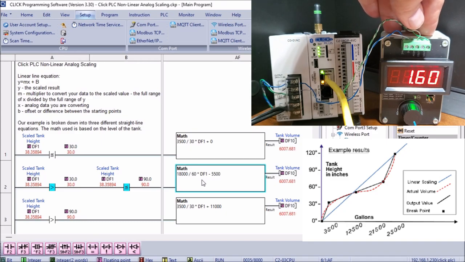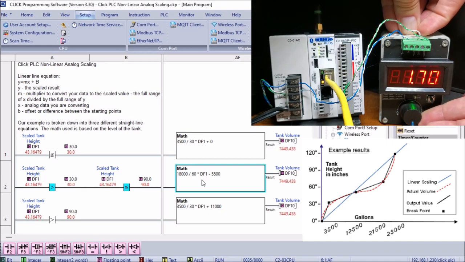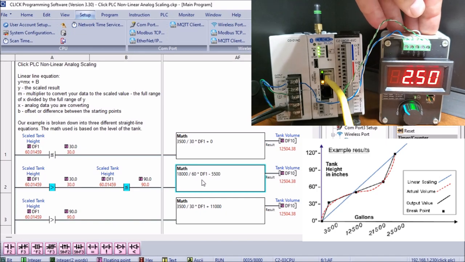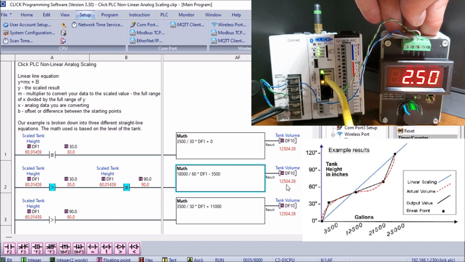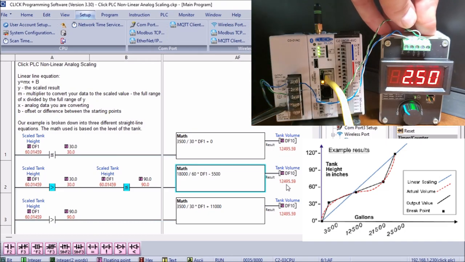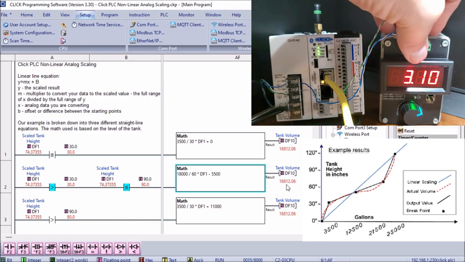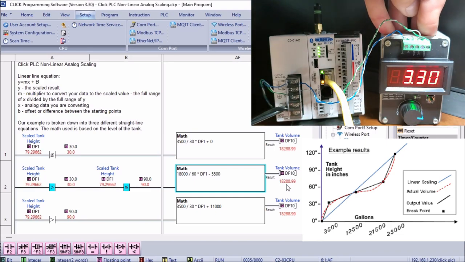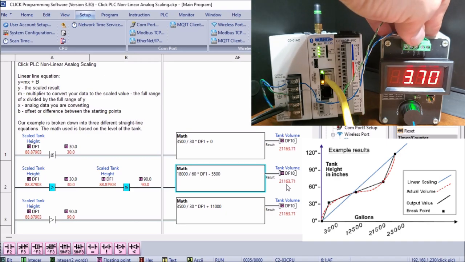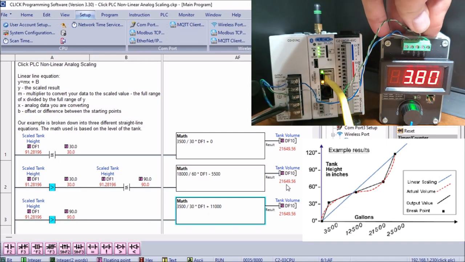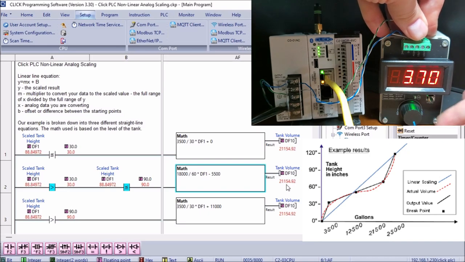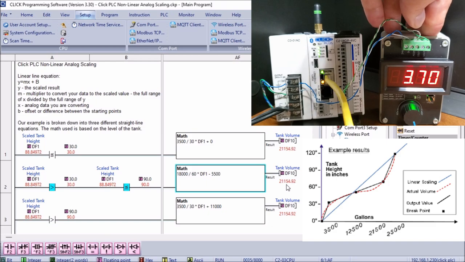So let's take it up to 60. There we go. So around the 60 mark, and you can see that we have 12,504. So right in line where we want that line to be. And now let's go back up to 90. So right close to the 90 now, and we have 21,000. And we just went over a little bit. So right about there. So again, we're right on where we need to be.